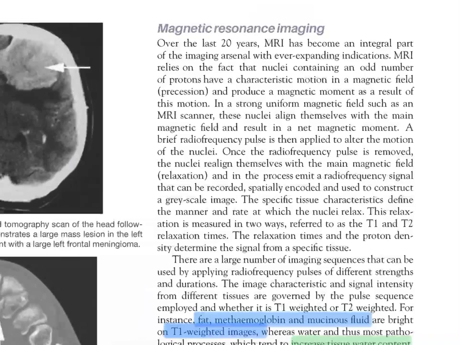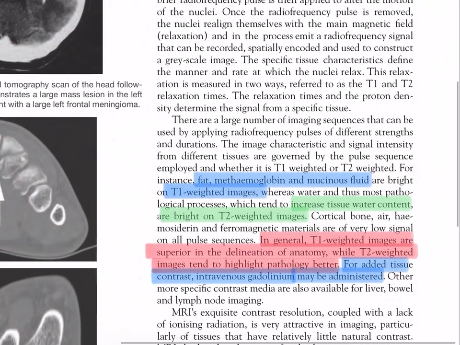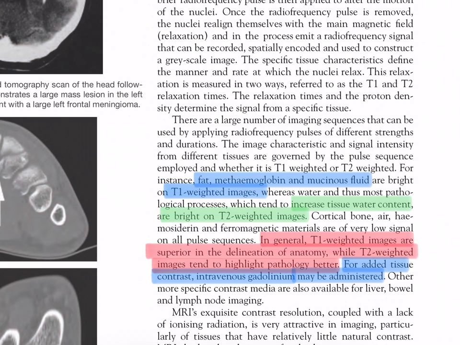The relaxation times and the proton density determine the signal from a specific tissue. There are a large number of imaging sequences that can be used by applying radio frequency pulses of different strengths and durations. The image characteristic and signal intensity from different tissues are governed by the pulse sequence employed and whether it is T1 weighted or T2 weighted. For instance, fat, methemoglobin and mucinous fluid are bright on T1 weighted images, whereas water, and thus the most pathological processes which tend to increase tissue water content, are bright on T2 weighted images.